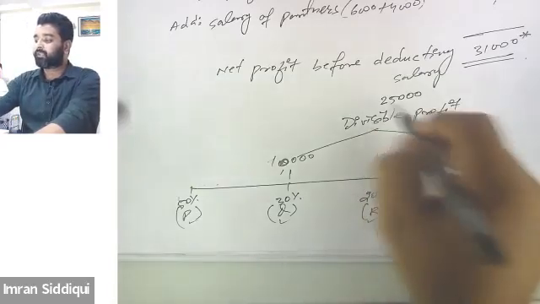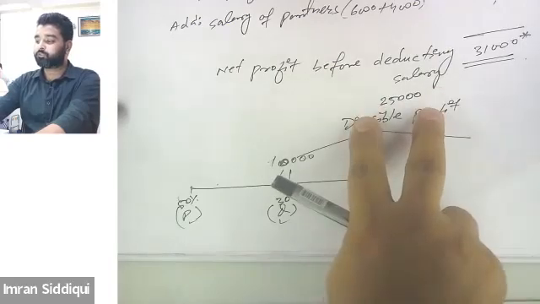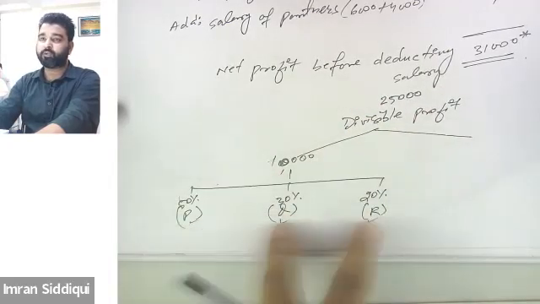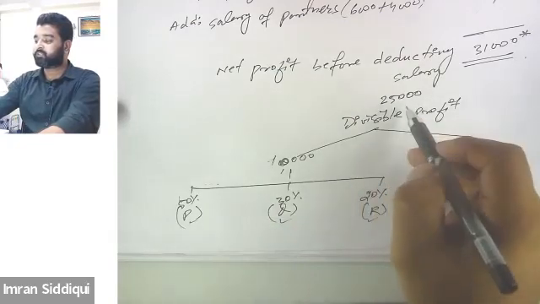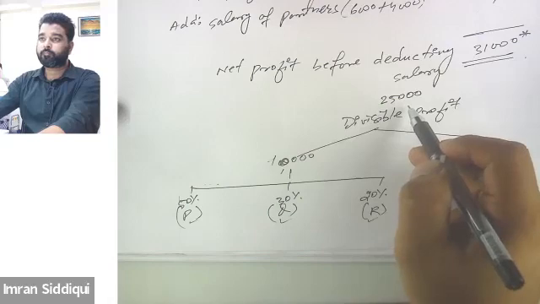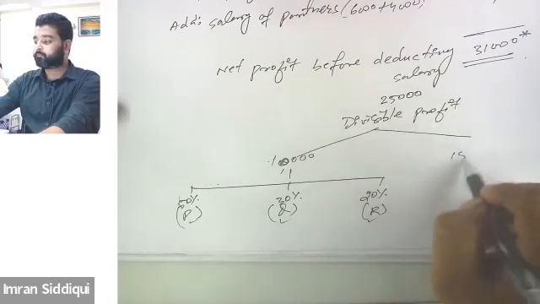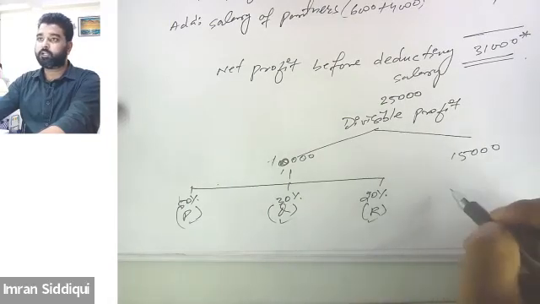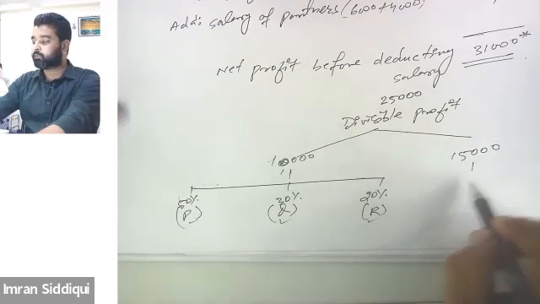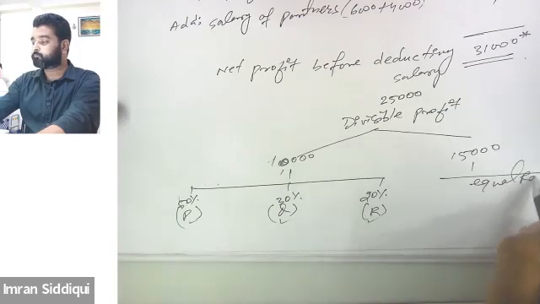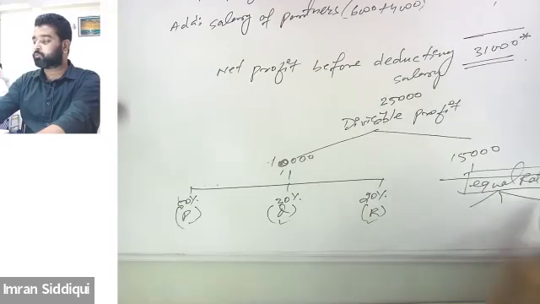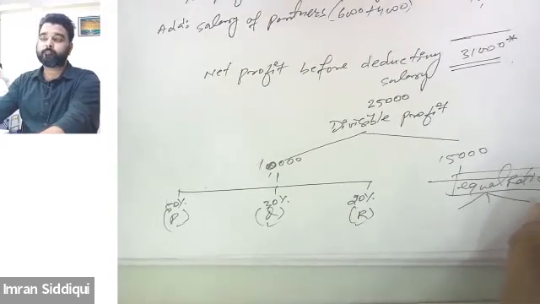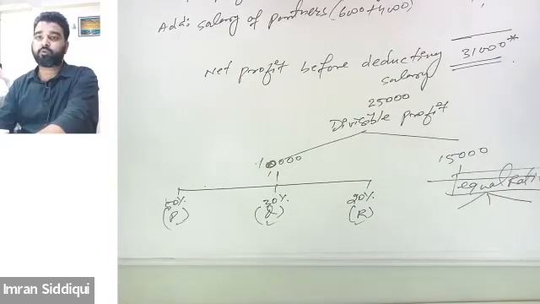So what about the remaining divisible profit? Out of 25,000, 10,000 is divided among P, Q, and R in the given ratio. If the divisible profit is 25,000, then the remaining profit must be 15,000, right? So this 15,000 will be divided among all the partners in the equal ratio, 1/3, 1/3, 1/3. Is that clear, everyone? This is what the question is saying.